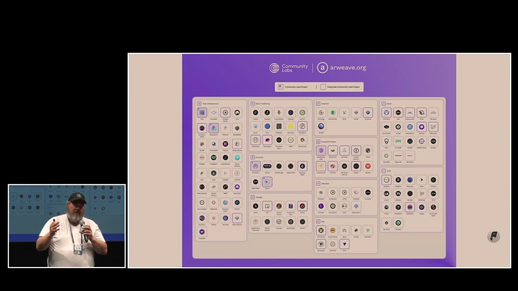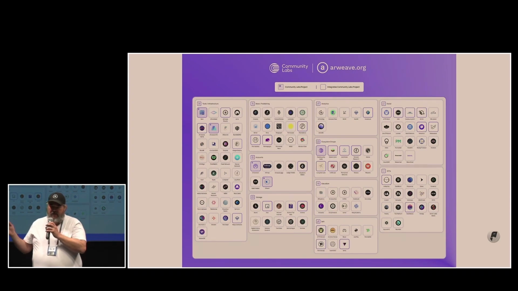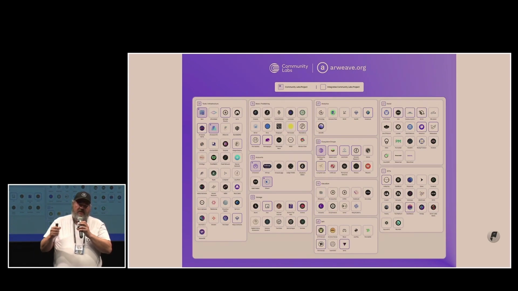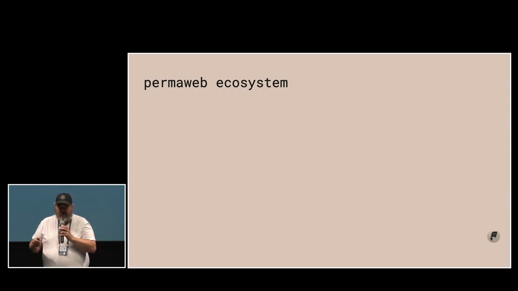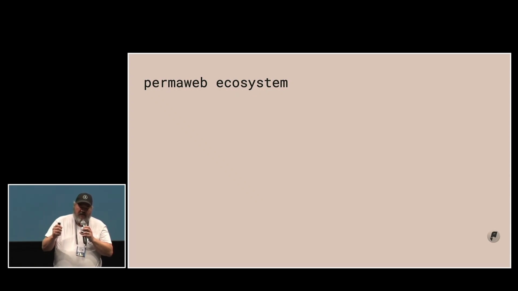We work within the Arweave ecosystem, and the Arweave ecosystem has grown significantly. This is a slide put together by Community Labs, and you can see there are tons of applications in the Arweave community. What about the Permaweb ecosystem? The Permaweb ecosystem is really focused around, again, thinking about useful, scalable, and complete protocols and applications. And we break this down into very specific components.